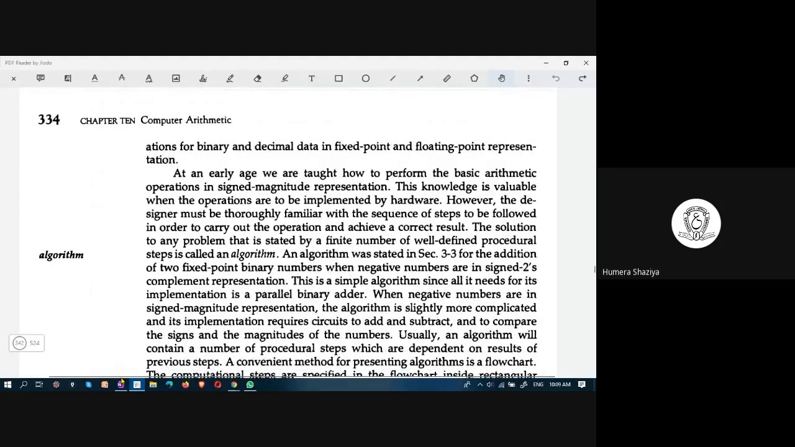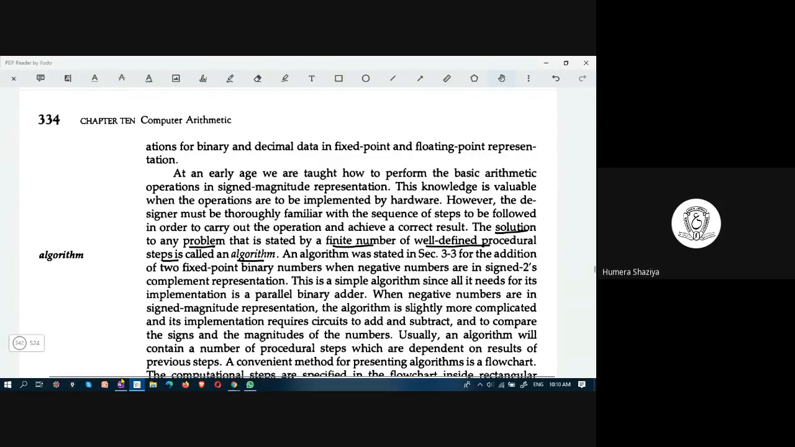to perform any action, a computer system has to go through a sequence of steps. Even to perform addition, it has some sequence of steps; for subtraction, for multiplication, for division, for addition of decimal numbers, of floating point numbers. For everything, there is a defined set of steps that a system would follow, and that is known as an algorithm. The solution to any problem that is stated by a finite number of well-defined procedural steps is known as an algorithm.